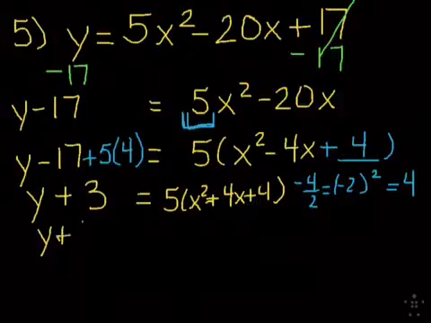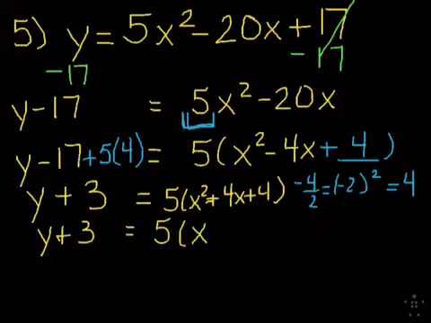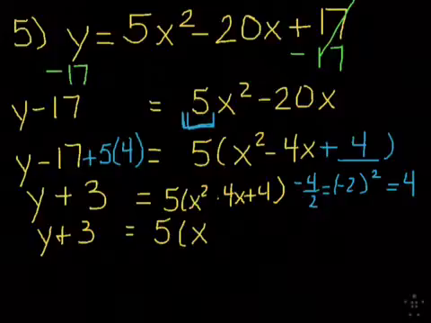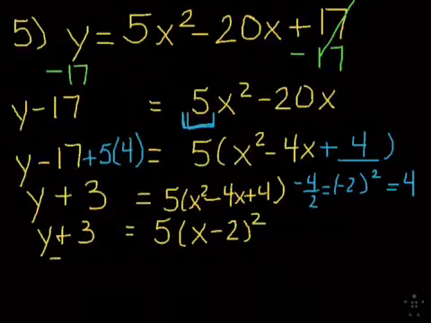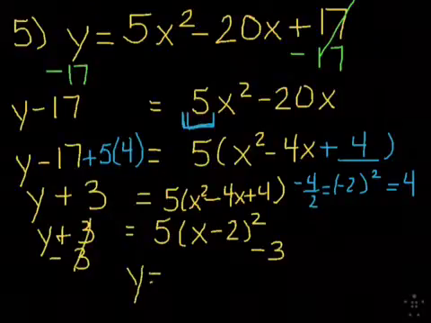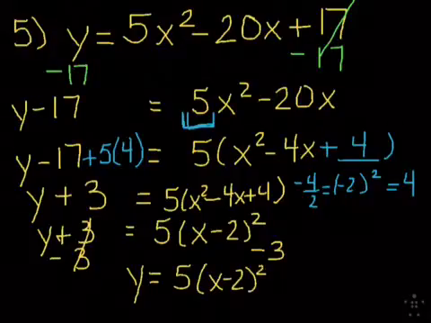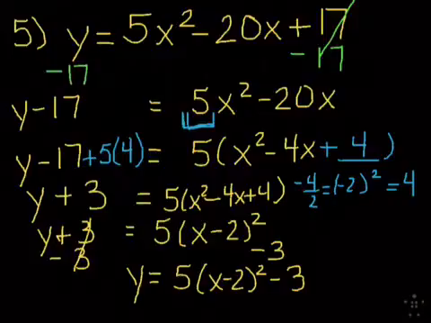Write it as a square. So that's x. And that's not a plus 4 in there. That's a minus 4. Okay. It's going to be x minus 2 squared. Subtract 3. Subtract 3. So y equals 5 times x minus 2 squared minus 3. Okay. Last one.